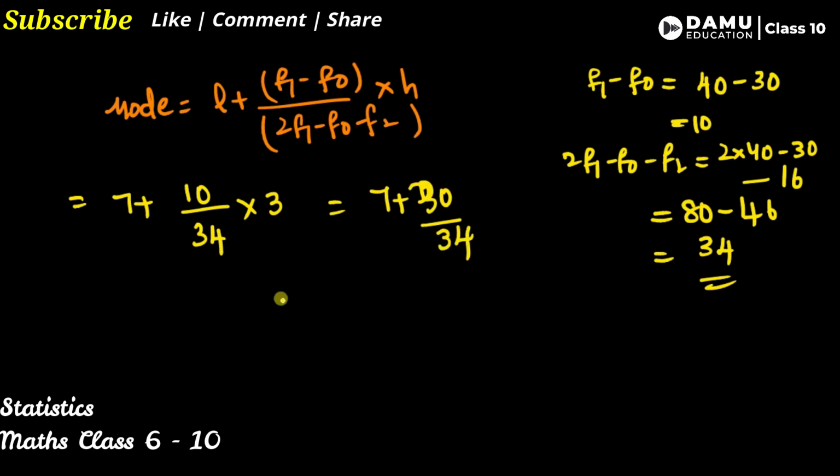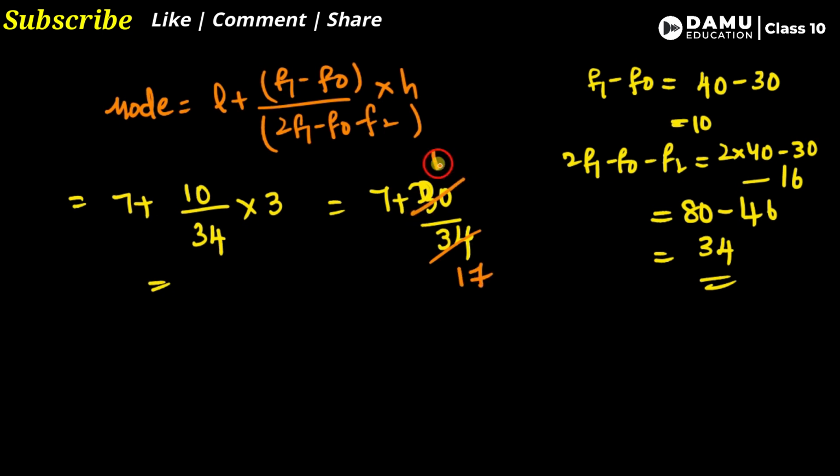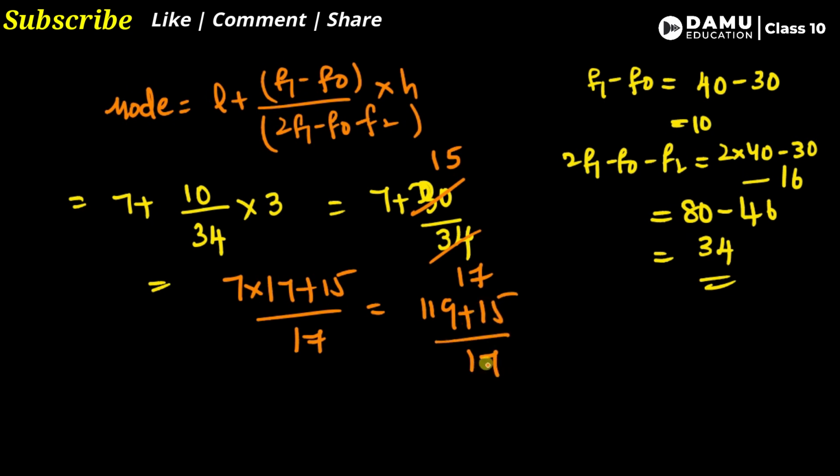30 by 34, let's cancel with 2. So 2 1s are 2, 2 7s are 14, 2 5s are 10. So 15 by 17. What answer will we get? 7 into 17 plus 15 by 17. We have taken the LCM. 7 7s are 119 plus 15 by 17. So 119 plus 15 is equal to 134 by 17. What answer will we get?